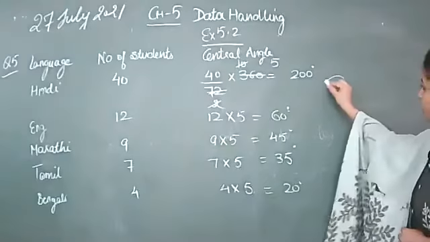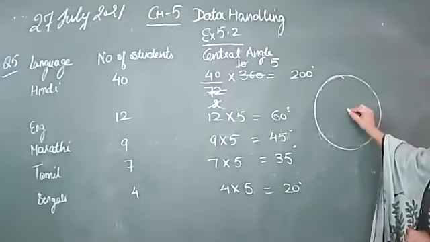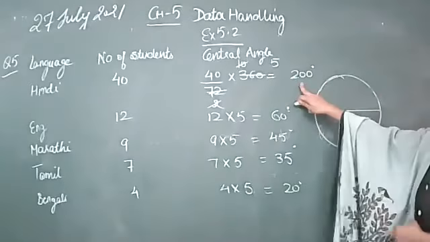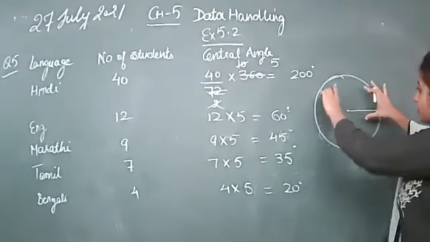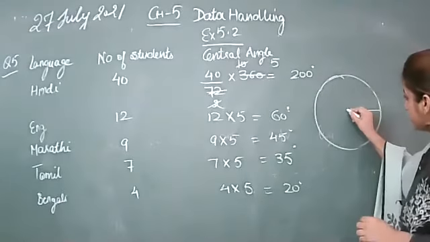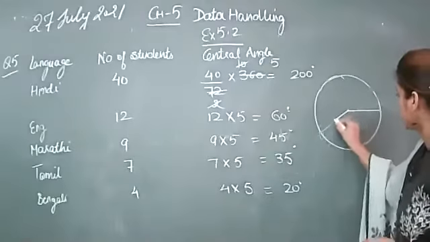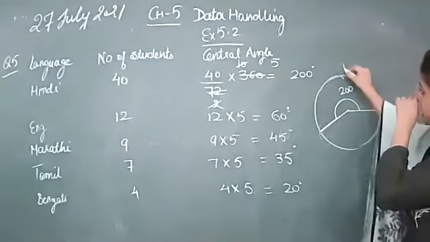Now let's construct a circle of any radius. So firstly you will mark the center, mark the radius. One angle is of 200. If you put your D here, you will be getting, this is your 180, this is your 120, 200. So this angle is your 200, that is Hindi.